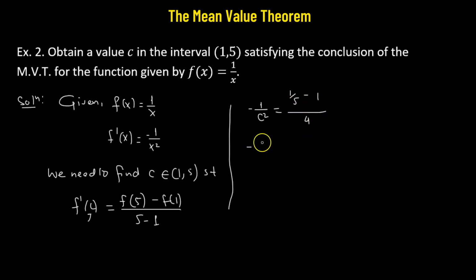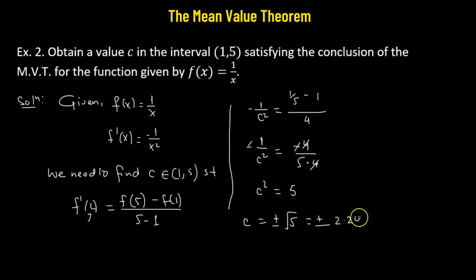So this is 4. So we have negative 1 over c squared equals 1 over 5 minus 1, so that is negative 4 divided by 5 multiplied by 4. So the 4 and 4 go away, the negative and negative go away, and we are left with c squared equals 5. So the value of c will be plus or minus square root of 5. Square root of 5 is 2.24.